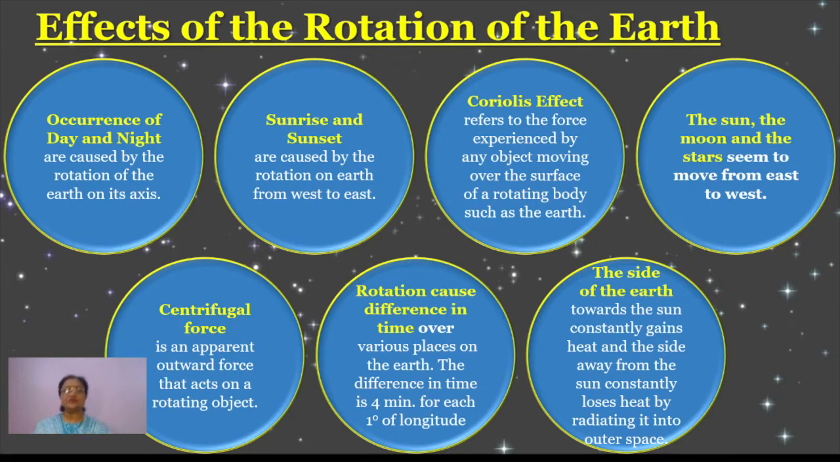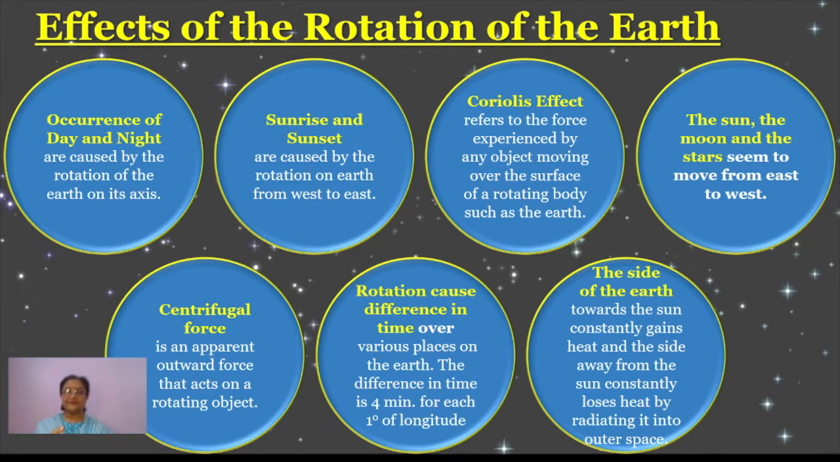Next is the sun, moon and stars and other heavenly bodies. It seems that all these heavenly bodies are moving in a direction east to west. Why? Because we know that the rotation on earth always takes place from west to east, right? And we are there on earth. So when we look at the other heavenly bodies, it seems that they are moving in the opposite direction.